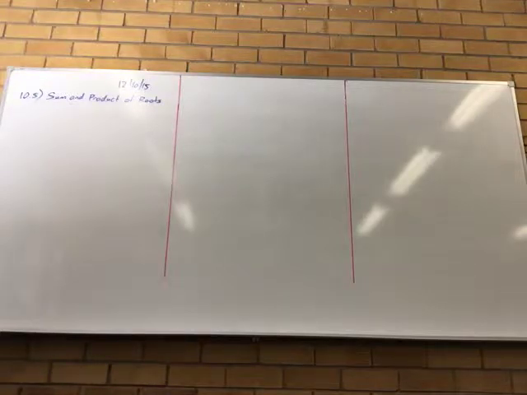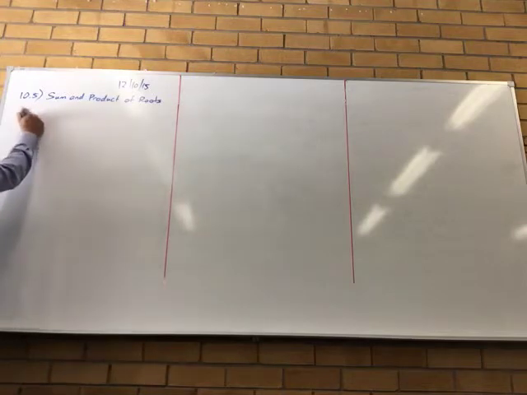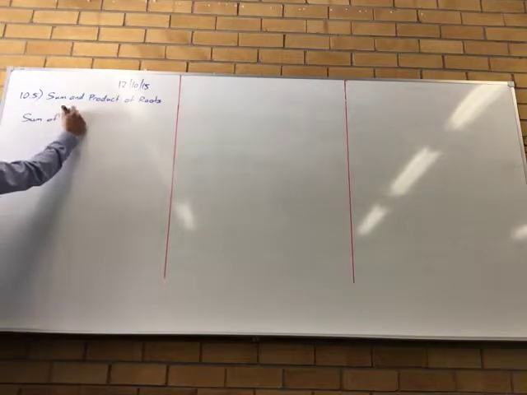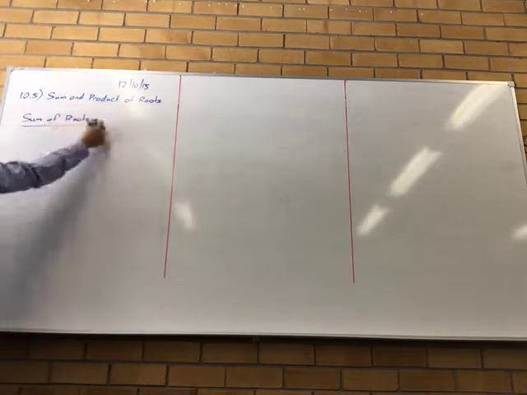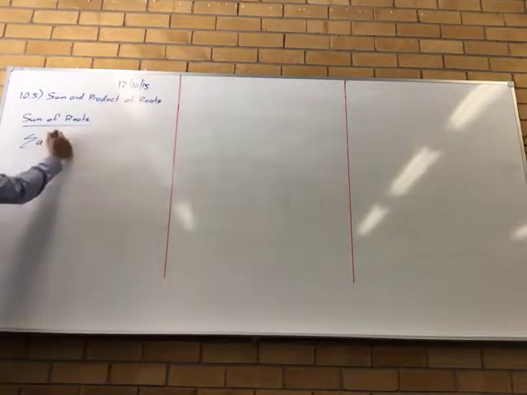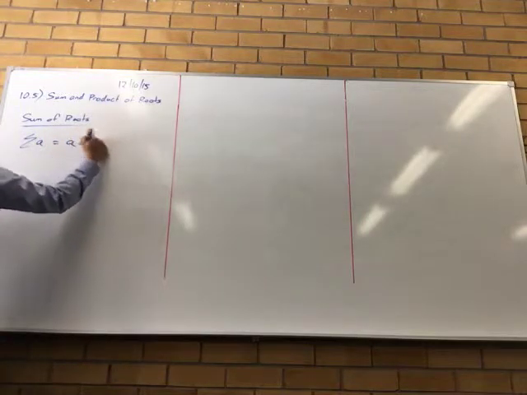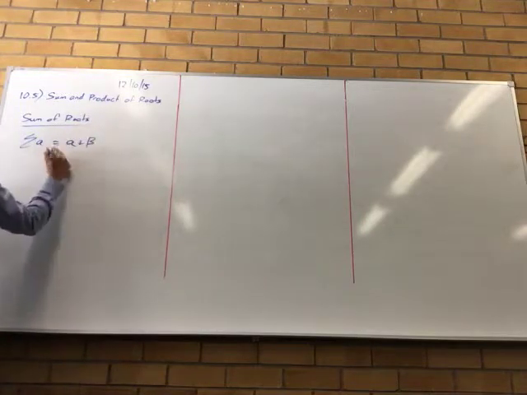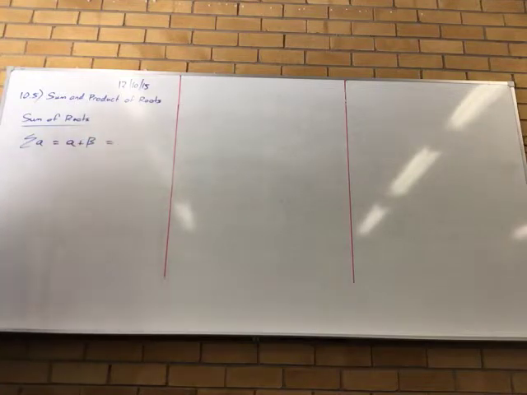Alright, so if alpha and beta are the roots of the quadratic equation, the sum of roots, the sigma sum of roots one at a time, is equal to alpha plus beta, which is negative b over a. Excellent.